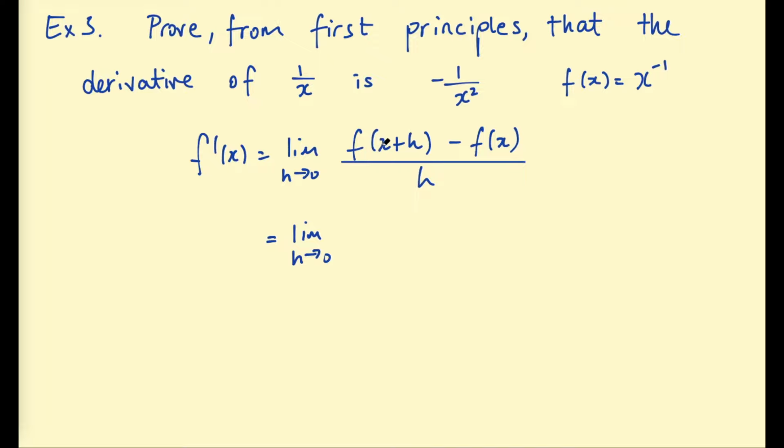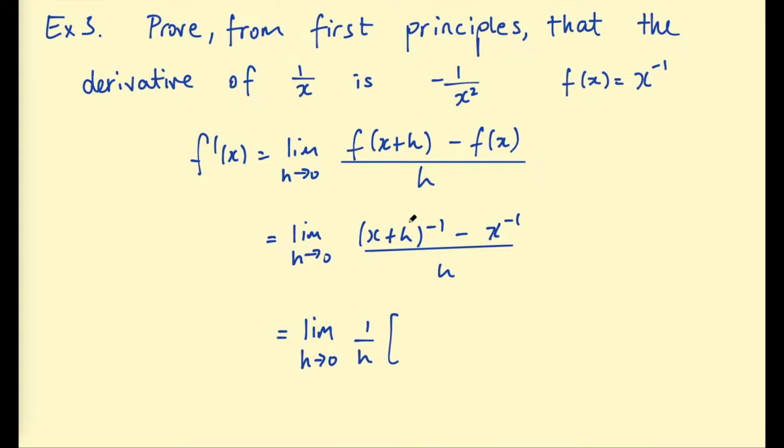Okay, what's going to happen when we plug x plus h into this function? Well, I'm just going to initially write it as x plus h to the power of negative 1. Then we're going to subtract f of x, which is x to the power of negative 1, all over h. And now I'm going to write this slightly differently. I'm going to factorize the 1 over h out. And now I'm going to write this as 1 over x plus h, subtract 1 over x. So this is the same thing, just written slightly differently.